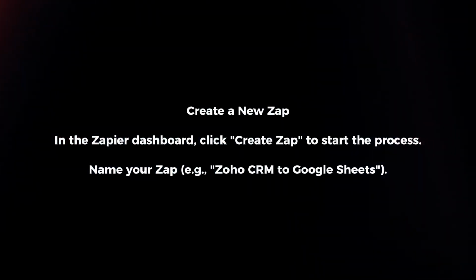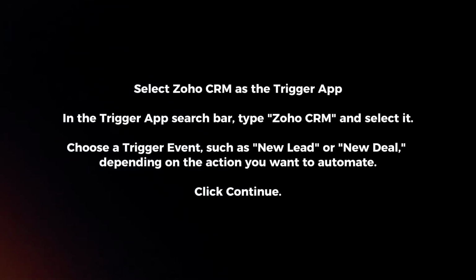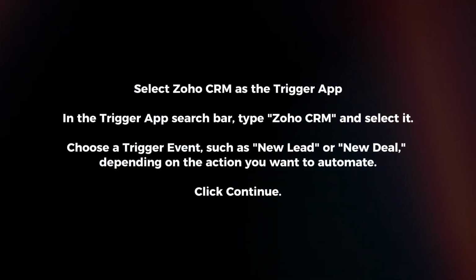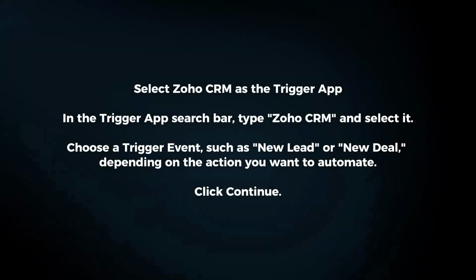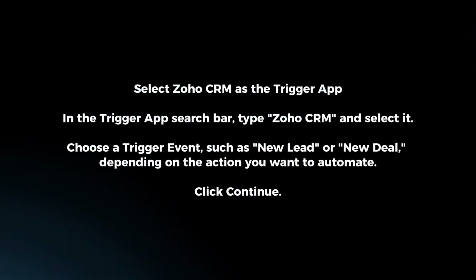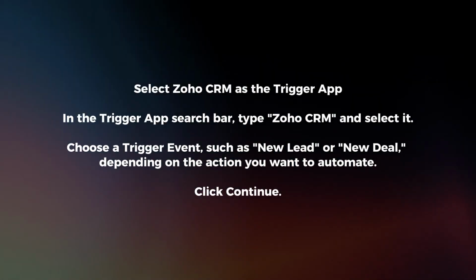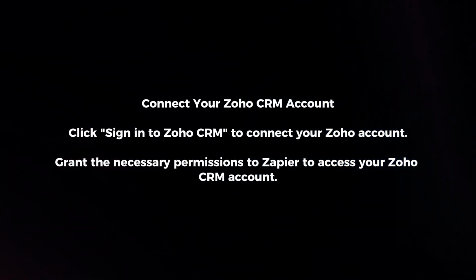Name your Zap. Select Zoho CRM as the trigger app. In the Trigger App search bar, type Zoho CRM and select it. Choose a trigger event, such as new lead or new deal, depending on the action you want to automate. Click Continue.